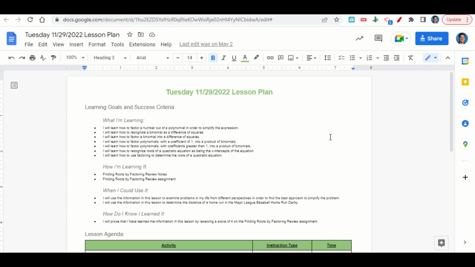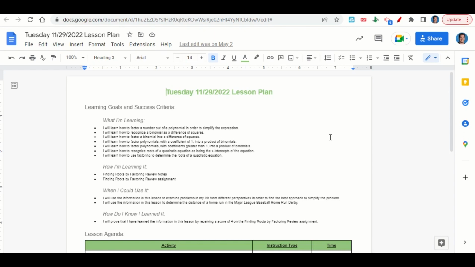We're learning how to factor a number out of a polynomial in order to simplify the expression, how to recognize a binomial as a difference of squares, how to factor a binomial into a difference of squares, how to factor polynomials with a coefficient of 1 into a product of binomials, how to factor polynomials with coefficients greater than 1 into a product of binomials, how to recognize roots of a quadratic equation as being the x-intercepts of the equation, and how to use factoring to determine the roots of a quadratic equation.